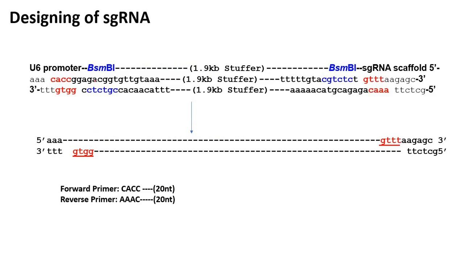For example, this is the U6 promoter. This is the stuffer fragment which we want to replace with the guide RNA. So when we do the restriction digestion with BsmBI, we will get something like this: GTGG in the lower strand and GTTT in the upper strand. We have to add CACC in our forward primer. So C will bind to G, A will bind to T, double C will bind to double G. And here the triple A will bind here and C will bind here.